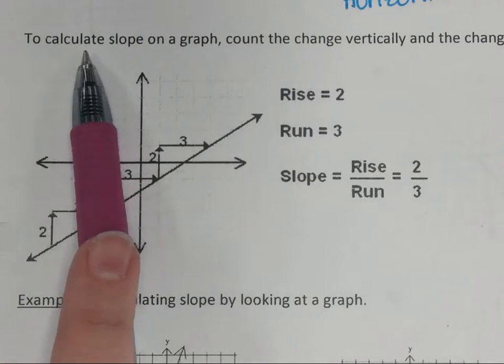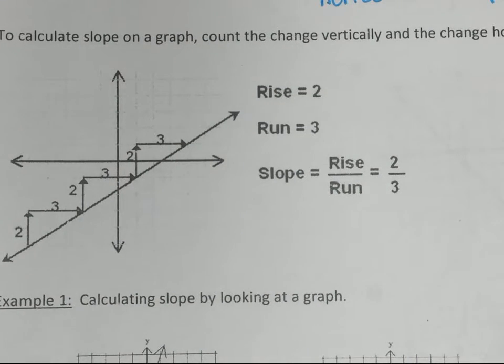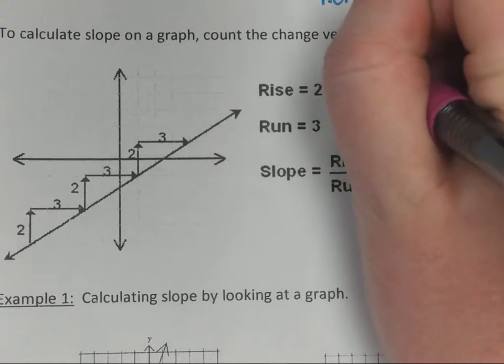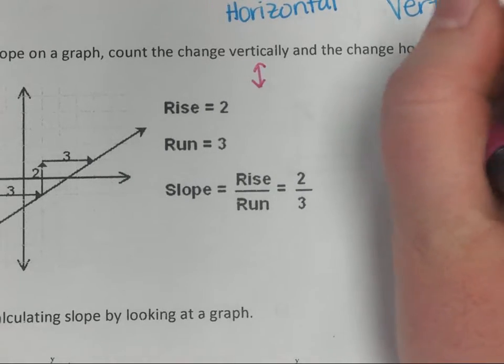All right. So to calculate slope on a graph, we're going to count the change vertically. What's vertically? Up and down. And the change horizontally. Horizontally is left and right.